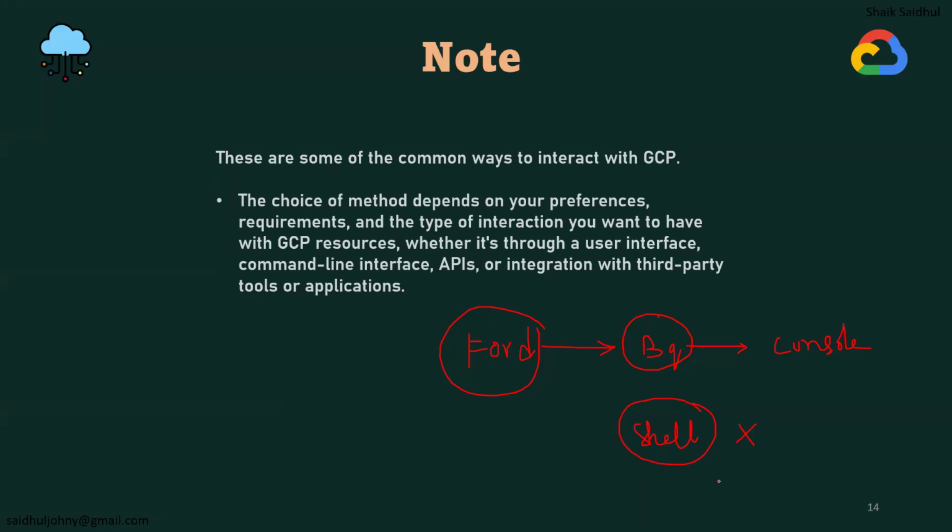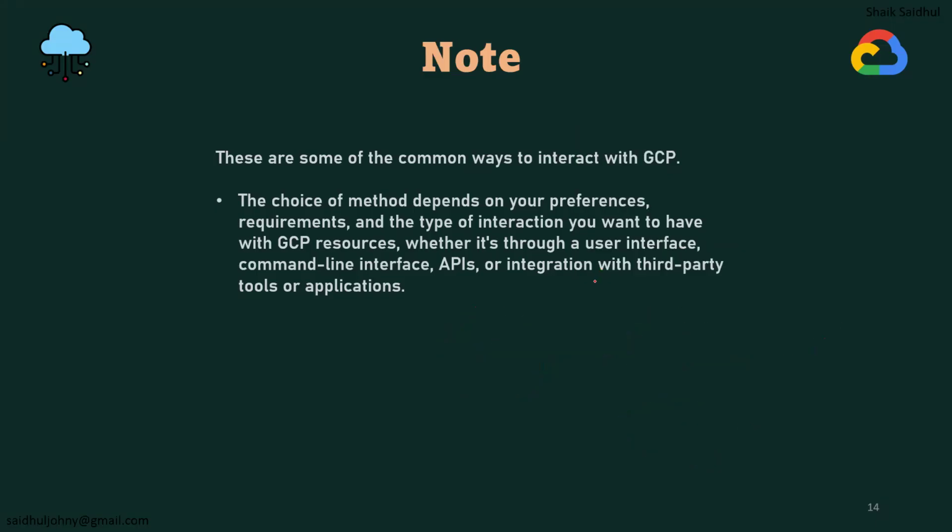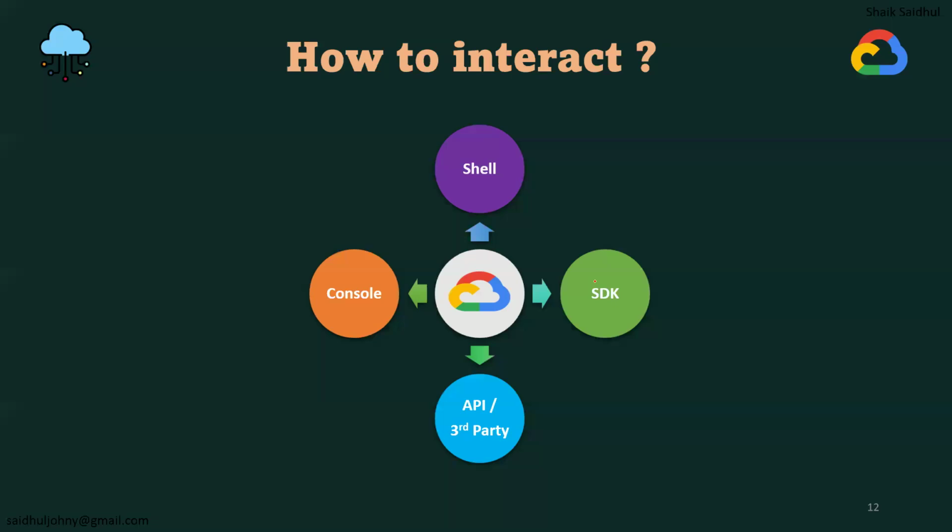So that's the reason I'm telling you, it totally depends on your project requirement, whether it is via console or cloud shell or cloud SDK. Most of the time, 90% of the time, you will be using the console only, but some companies use the cloud shell for some activities, and some activities you do using the cloud SDK also. So this is what we wanted to see today: console, cloud shell, cloud SDK, and APIs and third-party tools.